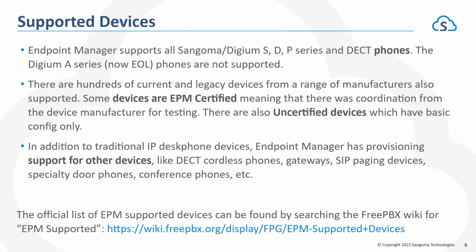In addition to traditional IP desk phone devices, EPM has provisioning support for other things, such as DECT cordless phones, for gateways, paging devices, specialty door phones, conference phones, etc. The official list of EPM supported devices can be found in the FreePBX wiki by searching at wiki.freepbx.org for EPM supported. The URL is here as well.